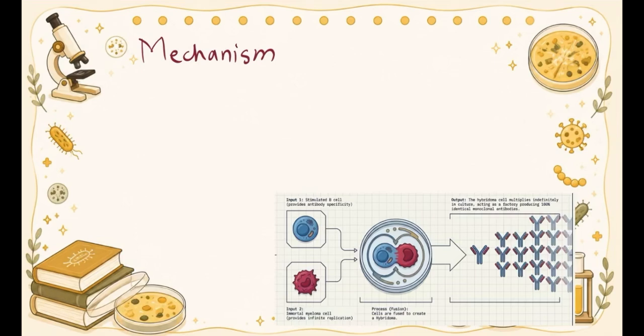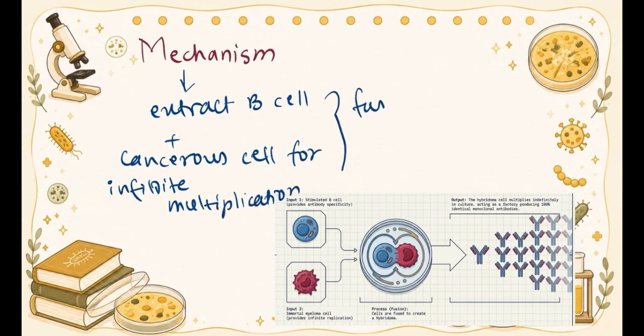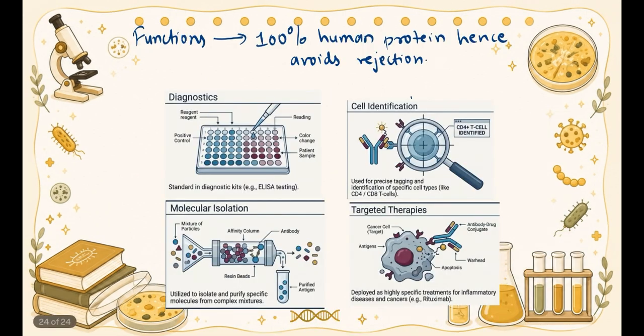We start by extracting a stimulated B cell from a subject. This provides the precise antibody specificity that we want. Next, we take a cancerous myeloma cell, which provides the incredibly useful trait of infinite cellular replication. We then physically fuse these two distinct cells together in a culture to create what is called a hybridoma. Finally, this hybridoma multiplies indefinitely, effectively acting as a living biological factory that produces an infinite supply of identical monoclonal antibodies.